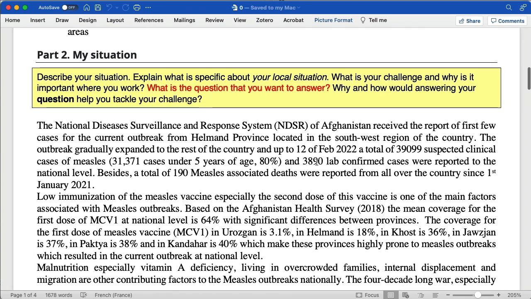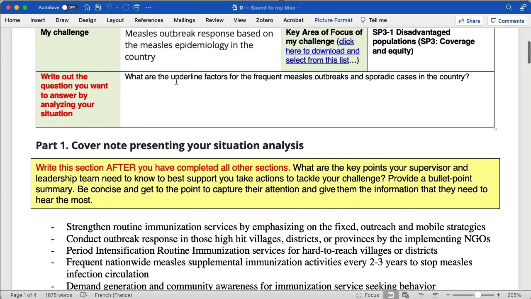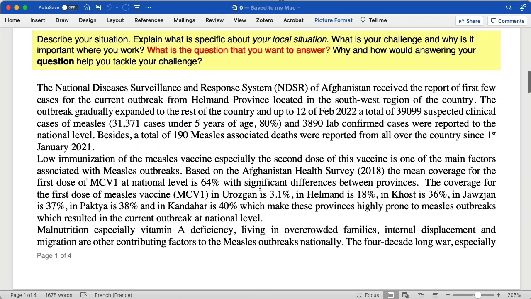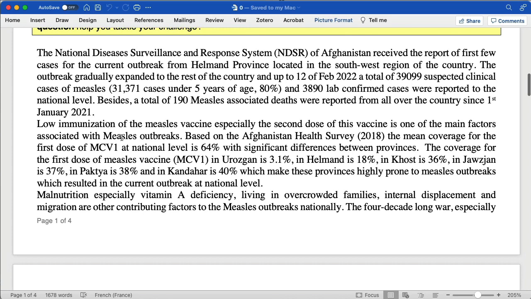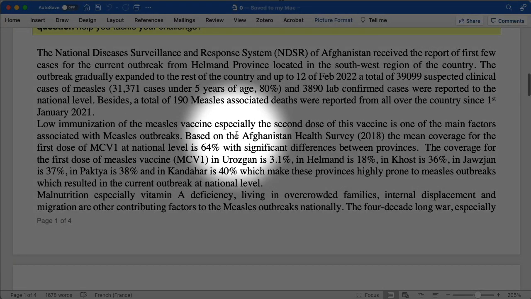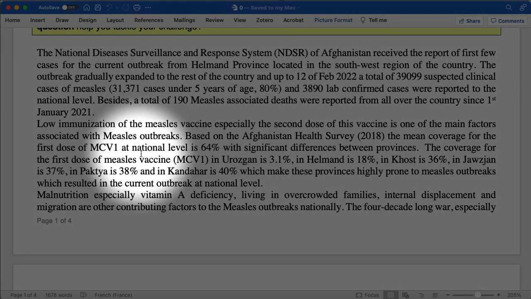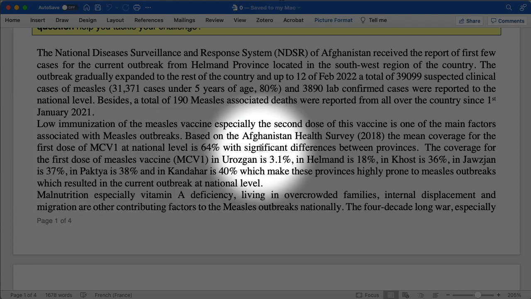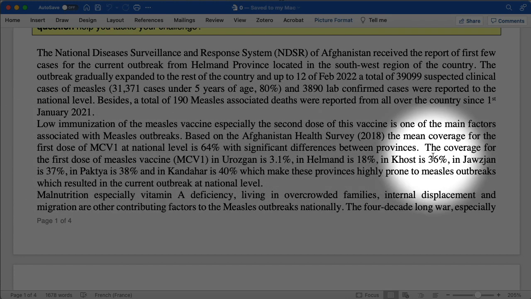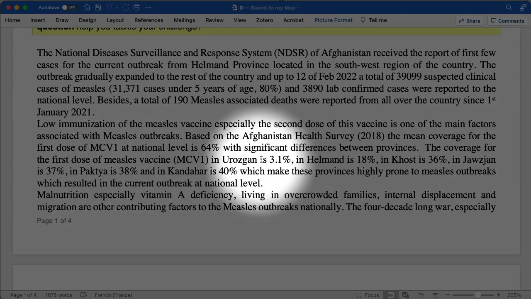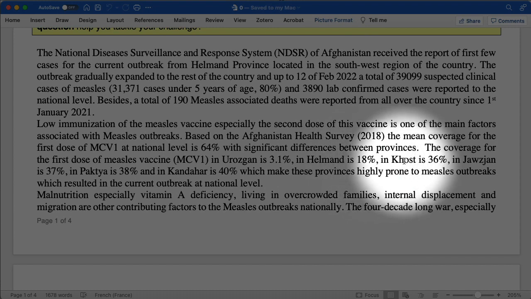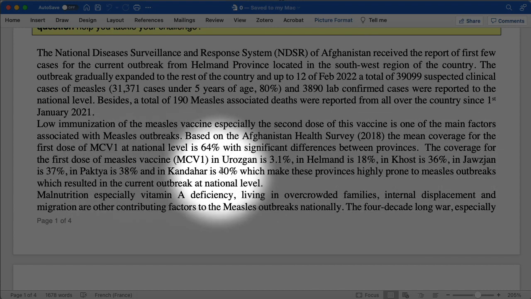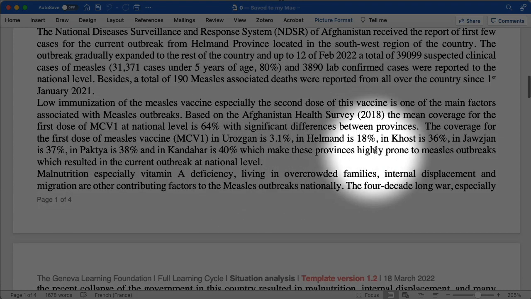So the question I want to answer is, what are the underlying factors? So where do we get at these underlying factors? Low immunization of measles. So this is really describing the situation. The mean coverage for first dose is 64%. So obviously there's some immunity gaps. The coverage for the first dose of measles vaccine, okay, is 3.1%, 18%, 36%, which makes these provinces highly prone to measles outbreaks.